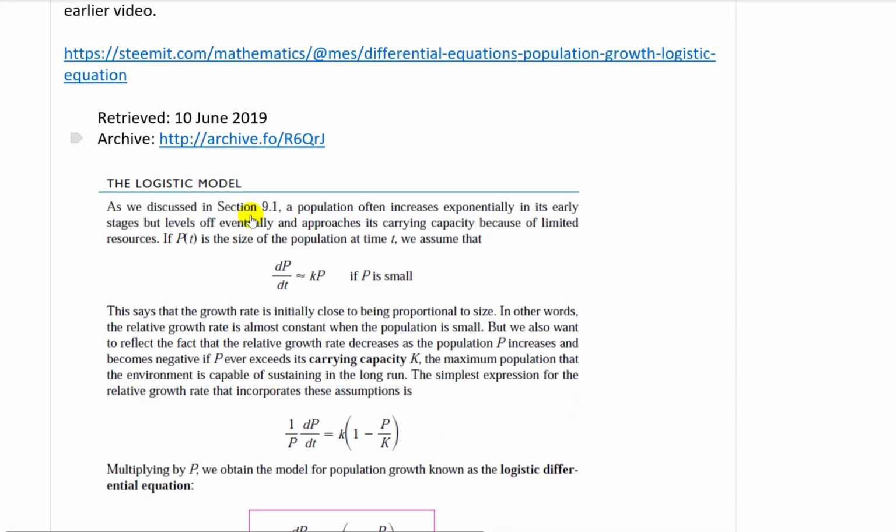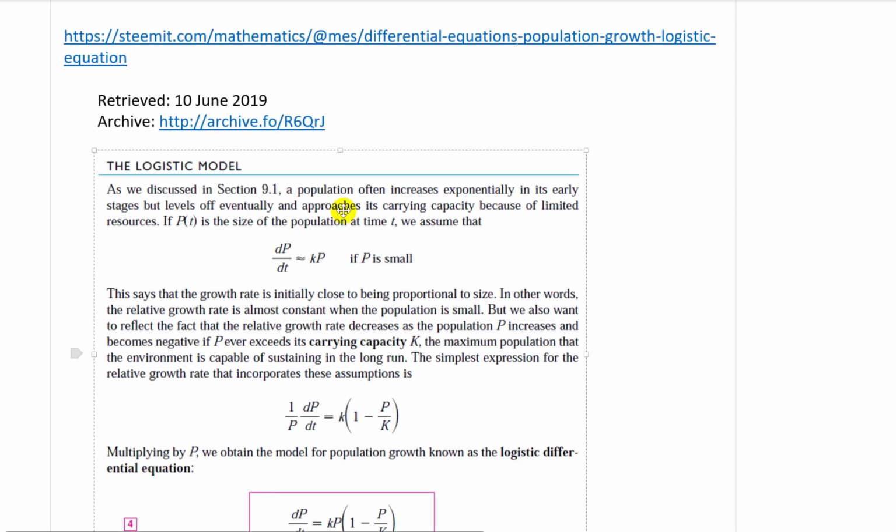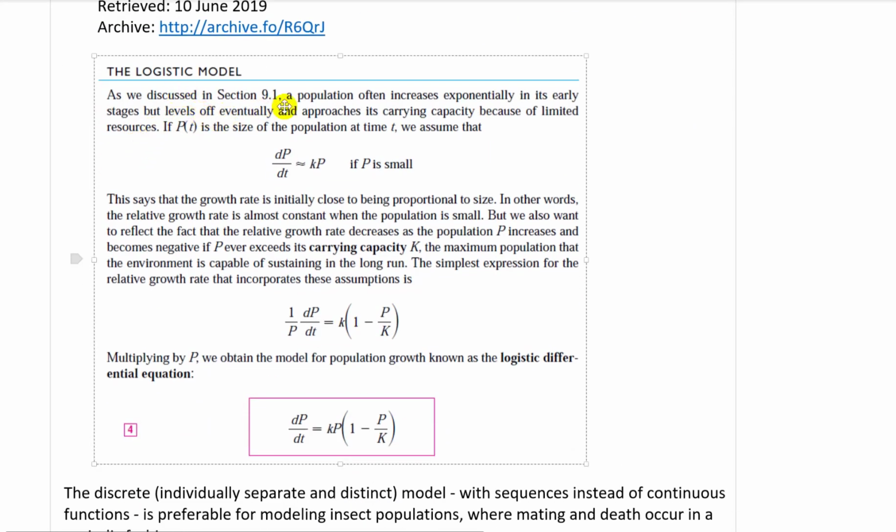So here is a link to the notes, but I also just put a screenshot from the Stewart calculus book. The logistic model, as we discussed in section 9.1: a population often increases exponentially in its early stages, but levels off eventually and approaches its carrying capacity because of limited resources. If P of t is the size of the population at time t, we assume that the rate of change, dP over dt, is proportional to P if P is small, so a constant k times P. This says that the growth rate is initially close to being proportional to its size. So this is the growth rate, and this is the size. In other words, the relative growth rate is almost constant when the population is small.